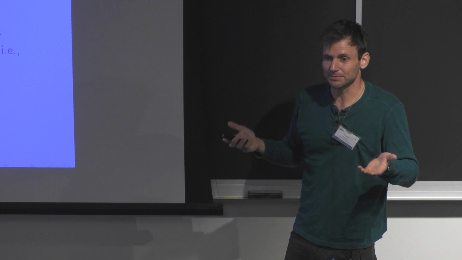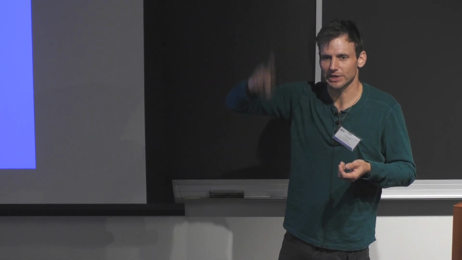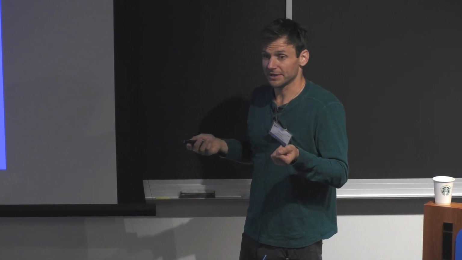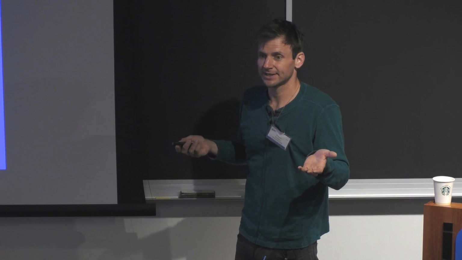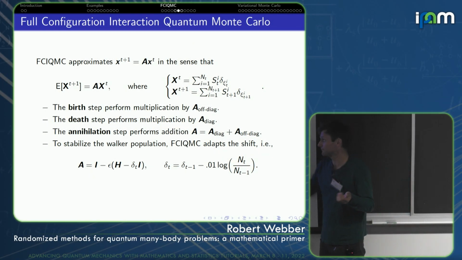Because you have these random dynamics, at the very best you would expect some pretty big random fluctuations. You've got to stabilize it based on the amount of available computational resources. Alavi and co-authors introduced this idea of an adaptive shift.